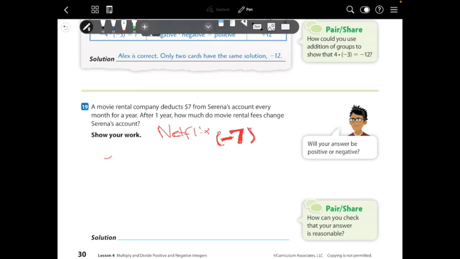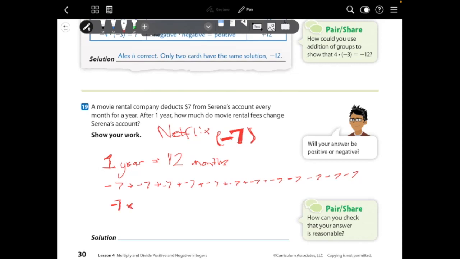And how many months are there in 1 year? Well, in 1 year, there are 12 months. Now, I could literally write it out, or I could write this simply as -7 times the amount of months in 1 year, which would be 12. Now, what is -7 times 12?